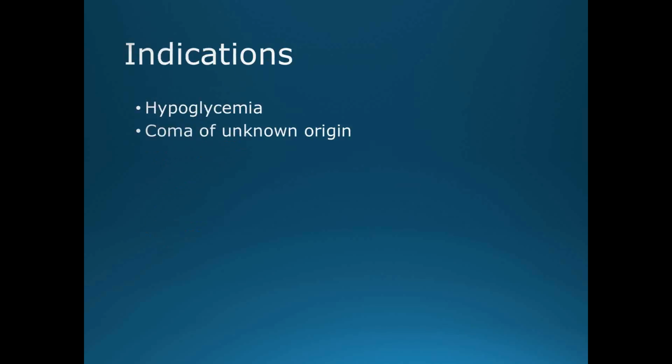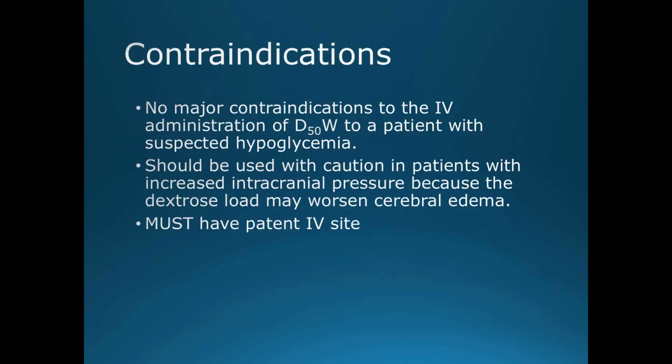It's very cool. If we have a coma of unknown origin and we don't know why our patient's in a coma, it is okay to administer D50. It just helps you rule out. If your patient is hyperglycemic, they're not going to give enough to really make them that much worse, but it certainly could be life-saving if they're hypoglycemic, low blood sugar.